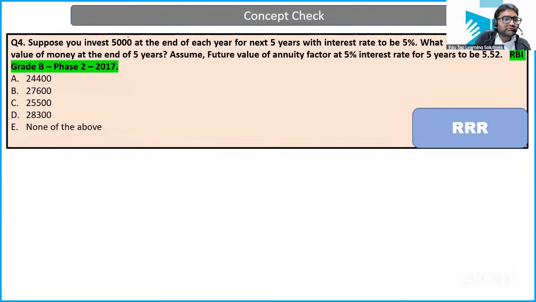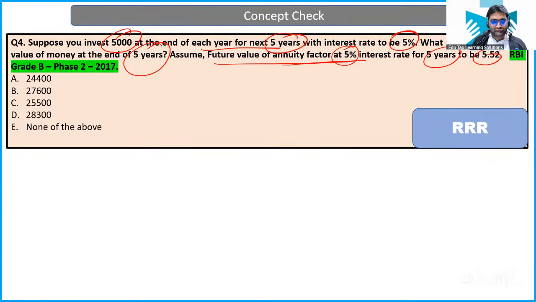Moving ahead, suppose you invest 5000 at the end of each year, wherein you are investing for the next 5 years with interest of 5%. What would be the total value of the money at the end of 5 years? Assume future value of annuity factor of 5% for 5 years to be 5.52. What should we do? Can anyone tell me very quickly what should we do and what is the right answer over here? Yes, most of you have given the right answer. What are we required to do? Assume future value annuity factor is given over here.